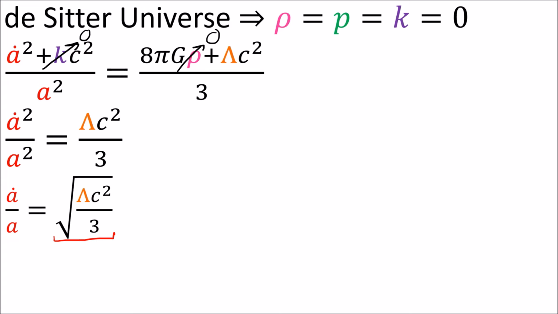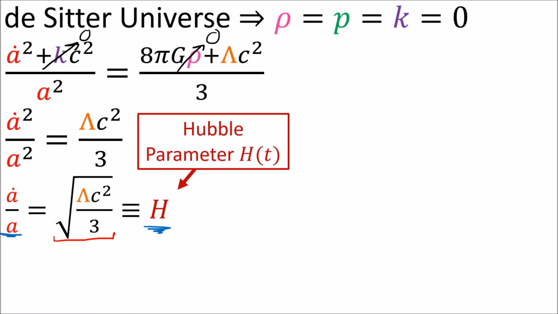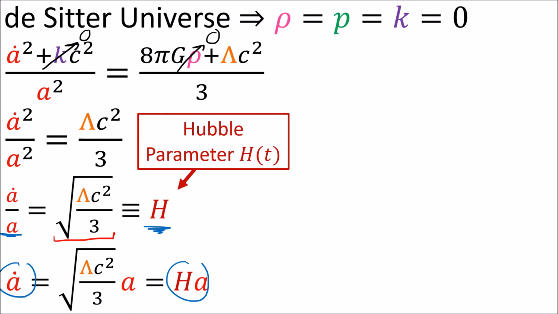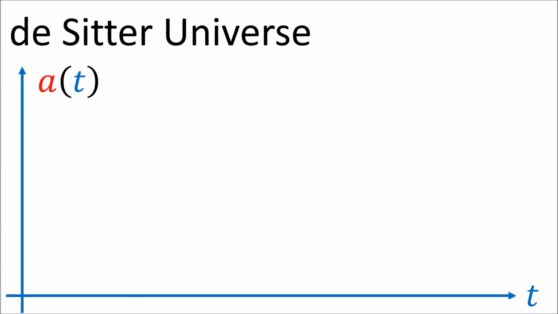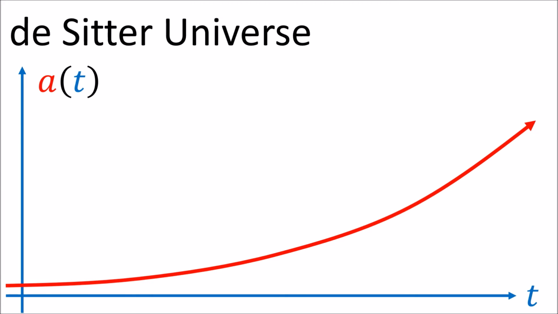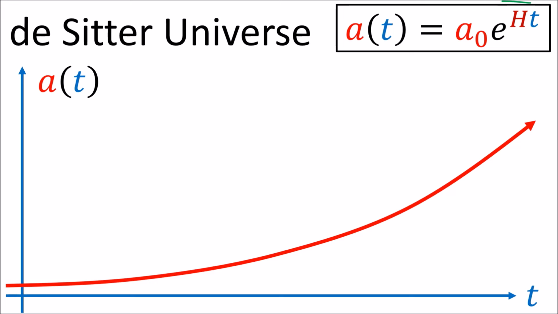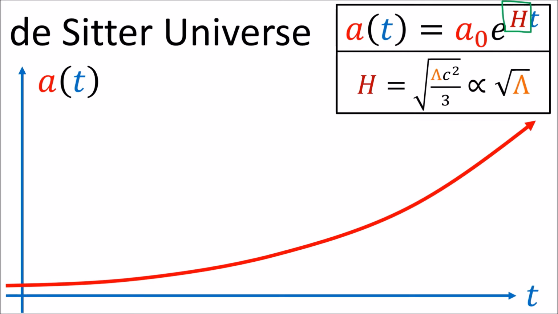This ratio, A dot over A, is also the definition of the Hubble parameter H. In theory, the Hubble parameter could vary with time, but in de Sitter's universe, H is a constant. From basic differential equations, we know that when a function is proportional to its derivative, the solution is an exponential. So a de Sitter universe expands exponentially over time, where the exponential parameter is proportional to the square root of the cosmological constant.